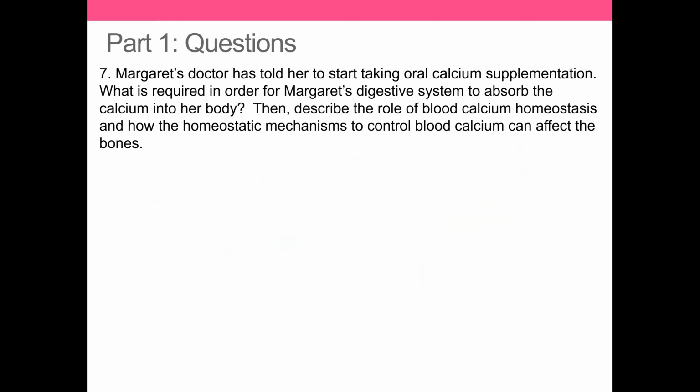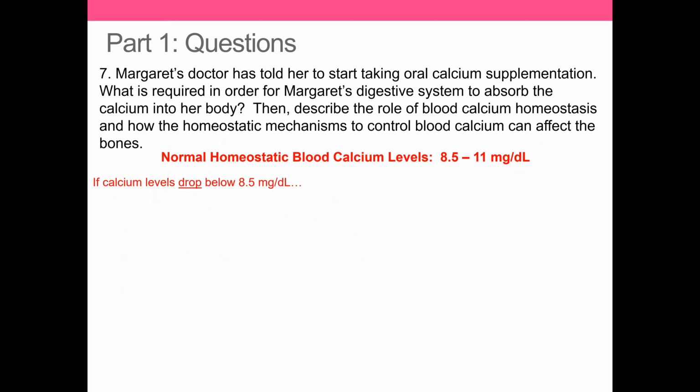So the second part of the question said, describe the role of blood calcium homeostasis and how the homeostatic mechanisms to control blood calcium can affect the bones. So the normal homeostatic blood calcium levels are 8.5 to 11 milligrams per deciliter. So if calcium levels drop below 8.5 milligrams per deciliter, the parathyroid gland is going to release parathyroid hormone. And parathyroid hormone will cause the following events to happen.